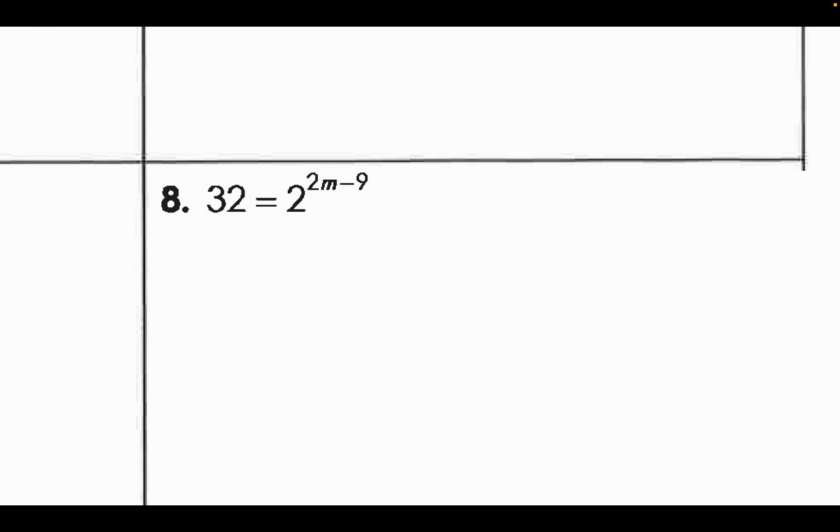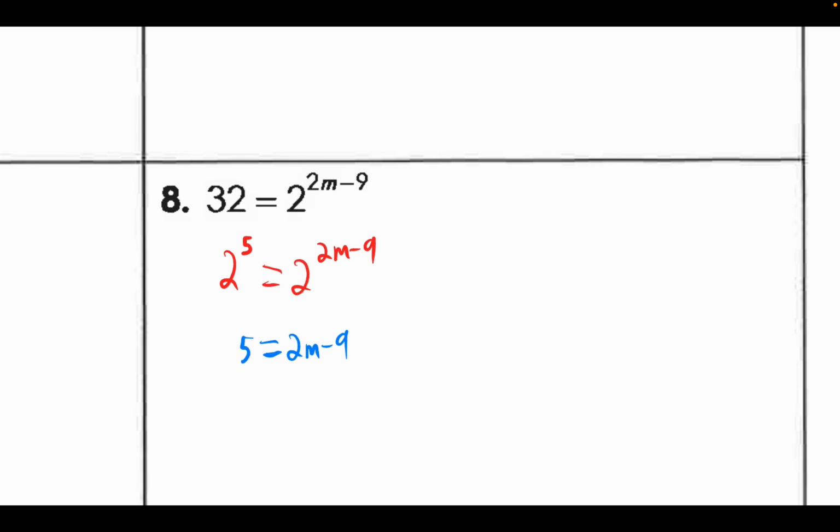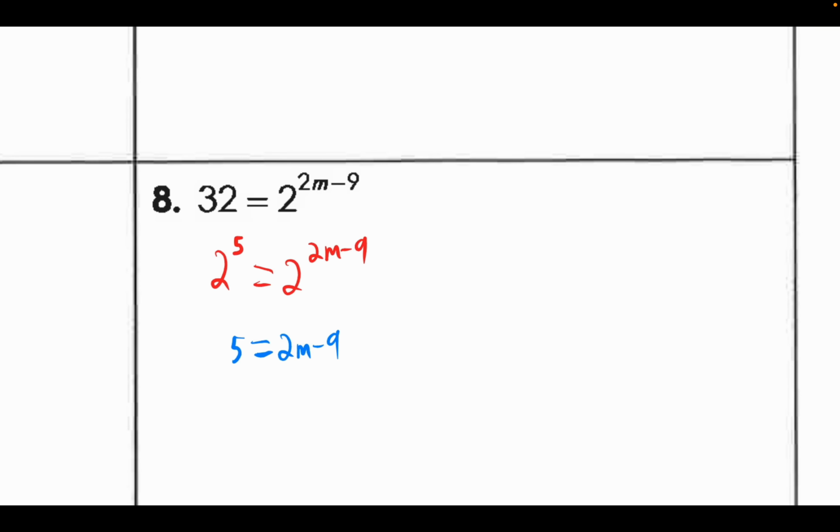Moving on to 8. 32 is equal to 2 to the power of 2m minus 9. So 32 is bigger. I will change that to 2 to the power of 5, and that is equal to 2 to the power of 2m minus 9. Because now these are common bases, I can set the exponents equal to each other and get 5 equals 2m minus 9. As I begin to solve this, I add 9 to both sides, giving me 14 equals 2m, and divide both sides by 2, giving me m equals 7.